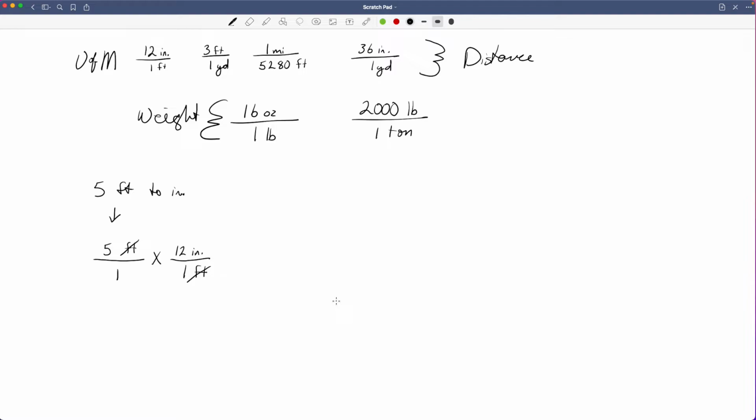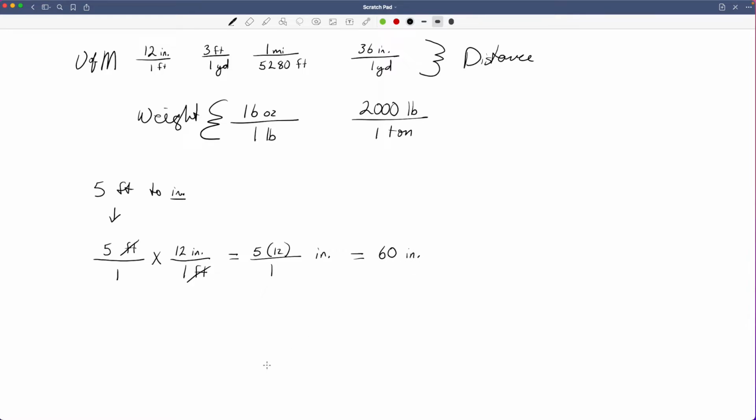So now we can solve because our unit of measure, inches, is what we wanted it to be. We wanted to end in inches, so we can stop and calculate. So 5 times 12, 1 times 1 is 1, and all we have left for our unit of measure is inches. So our answer is going to be 5 times 12 divided by 1. That's going to be 60 inches.